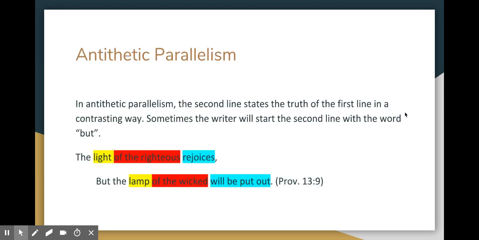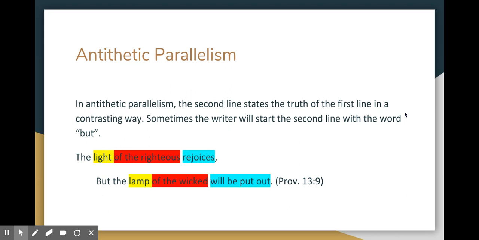Antithetic parallelism. In antithetic parallelism, the second line states the truth of the first line in a contrasting way. Sometimes the writer will start the second line with the word but. So if you see the word but on the second line, that's a dead giveaway that it's probably an antithetic parallelism. So let's take a look at this example.